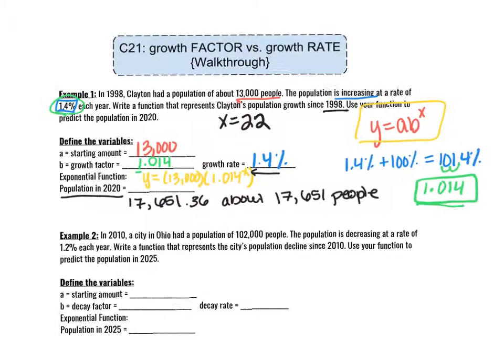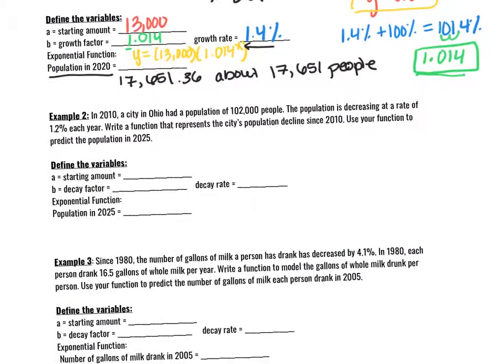Okay, so let's look at example 2. In 2010, a city in Ohio had a population of 102,000 people. The population is decreasing, so that's important to know. It's decreasing at a rate of 1.2% each year. Write a function that represents the city's population decline since 2010. Use your function to predict the population in 2025.